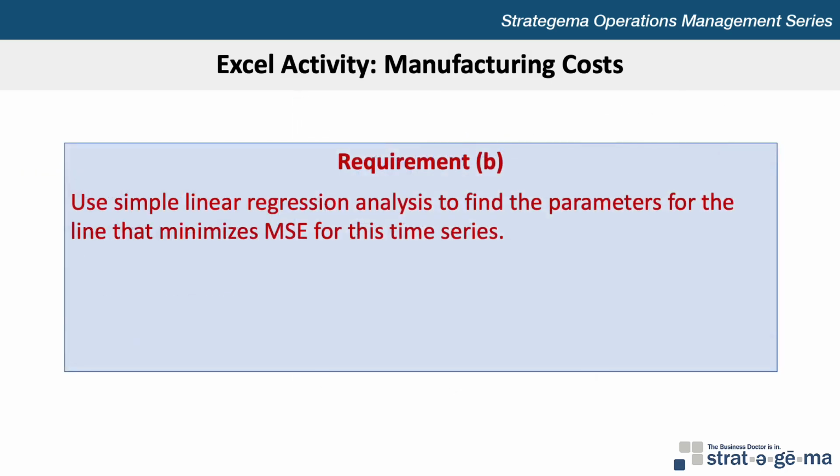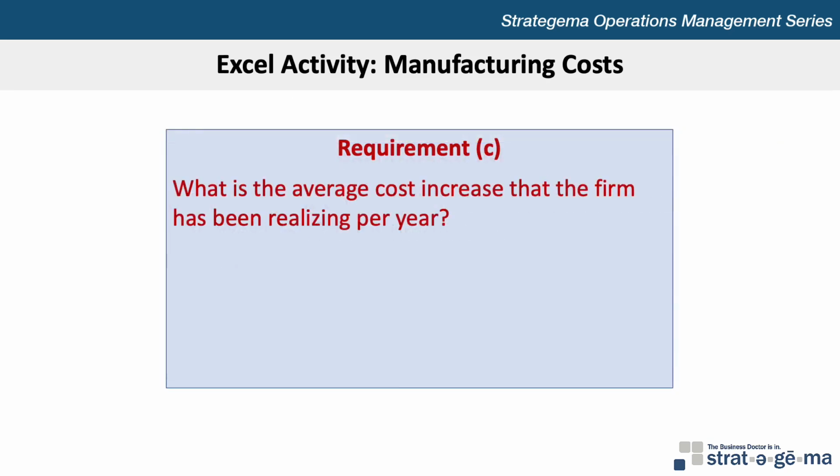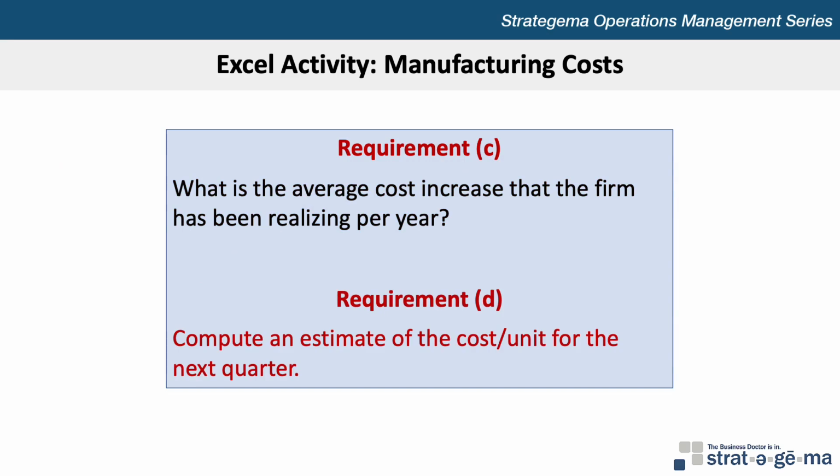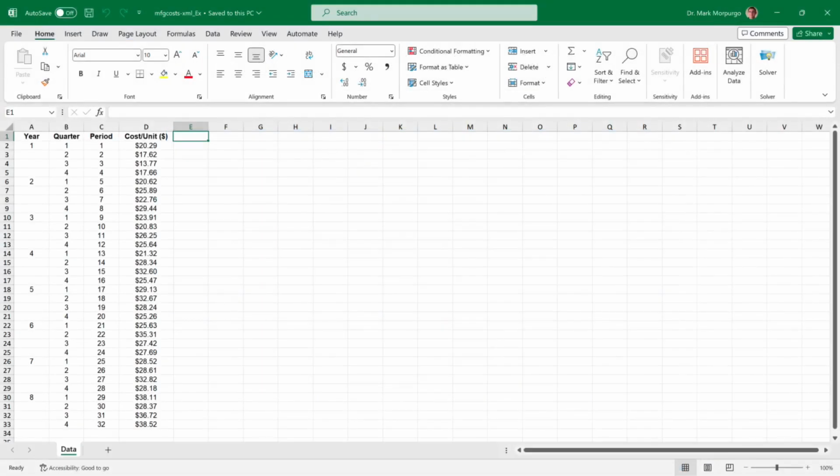B. Use simple linear regression analysis to find the parameters for the line that minimizes MSE for this time series. What's the y-intercept, B sub 0, the slope, B sub 1, and the mean squared error, or MSE? C. What is the average cost increase that the firm has been realizing per year? And D. Compute an estimate of the cost per unit for the next quarter. Let's open our downloaded Excel data file and complete the requirements.